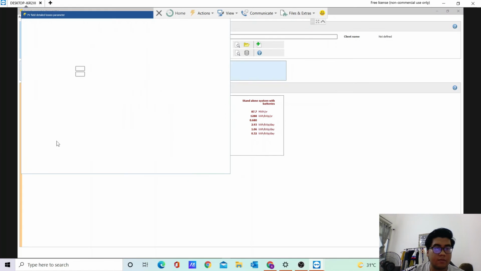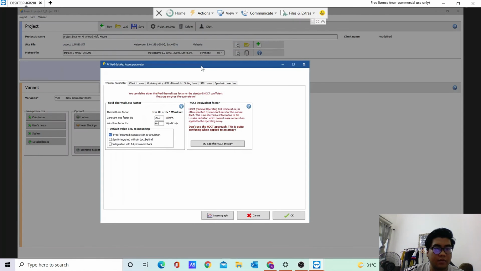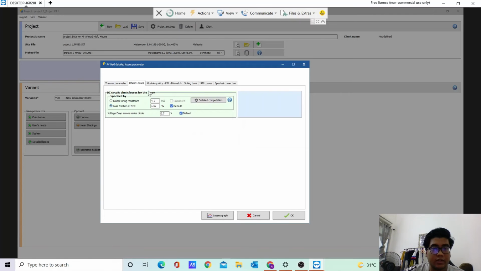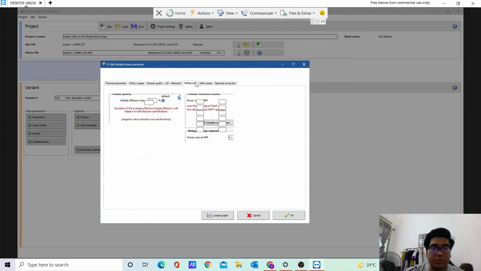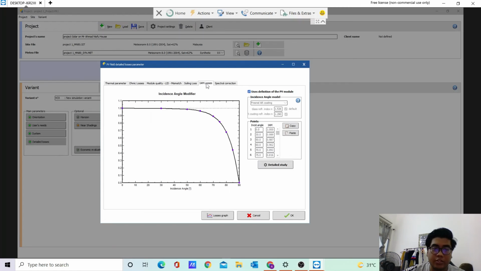And for the detail loss, the constant loss factor you see is 29 watt per meter squared, and the wind loss factor is 0. Same for the others: the ohmic losses, module quality, soiling loss, IAM losses, and spectral corrections. For the ohmic loss, fraction at STC is 1.50, module efficiency loss is negative 0.5, and power loss at MPP is 2.0. Soiling loss yearly is 2.0, and here is the graph for the IAM losses.